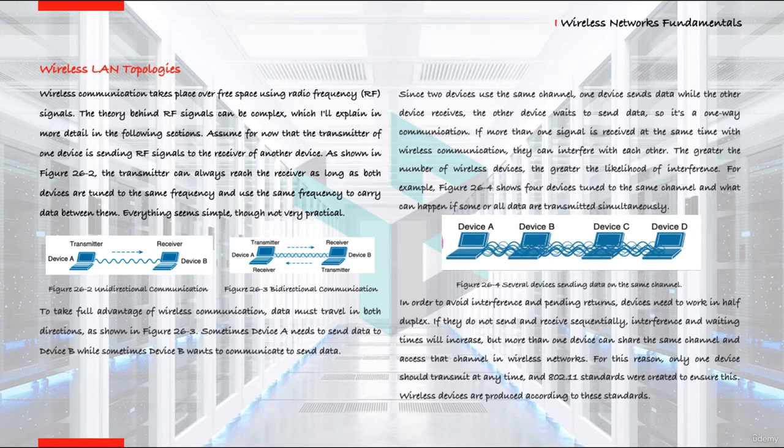Now if you want to take a look at the devices here, devices A, B, C and D, we have 4 devices. Imagine that our devices here are all using the same frequency and trying to send data at the same time. Then as you can see here, interference and fluctuations will occur and the signals will interfere with each other. The 802.11 standards used by these devices have been established to prevent these signals from interfering.